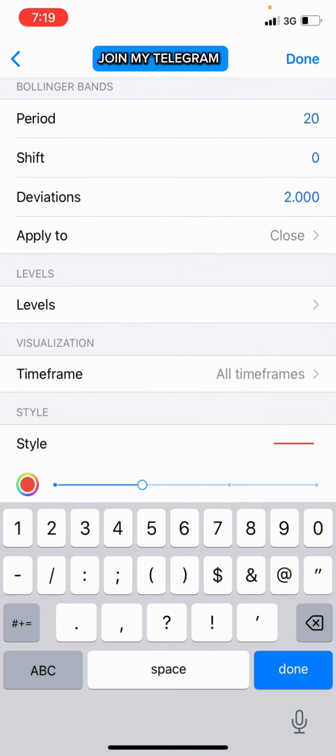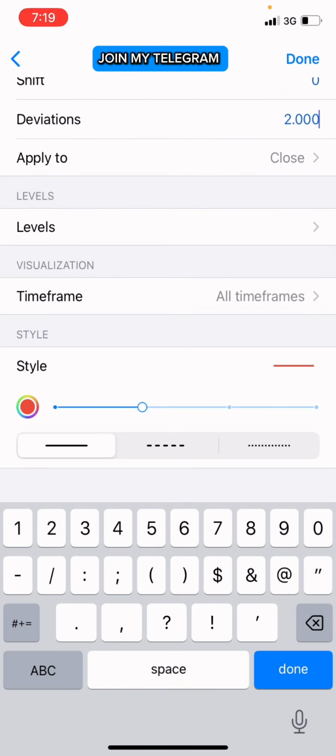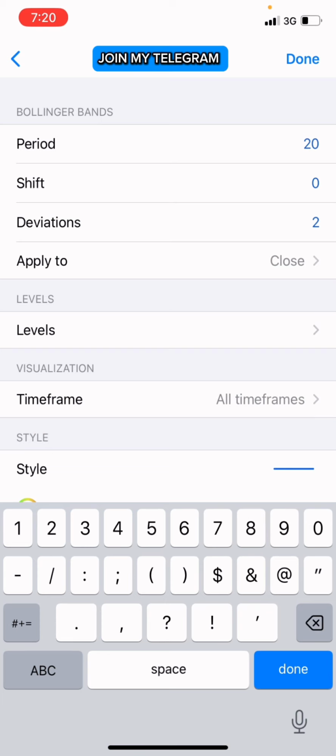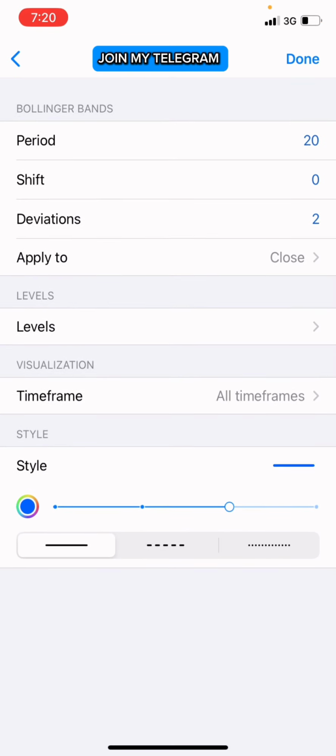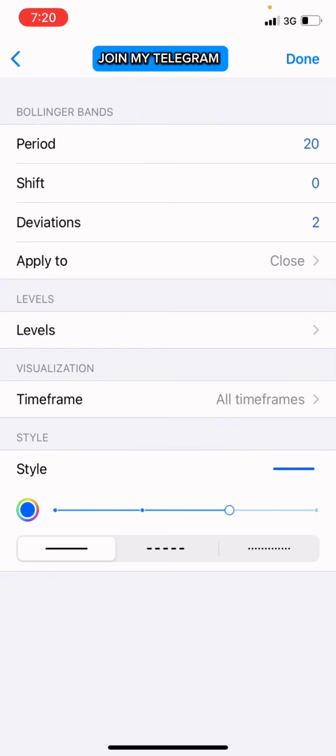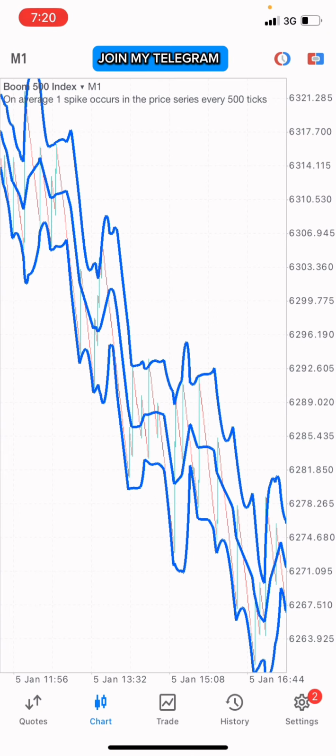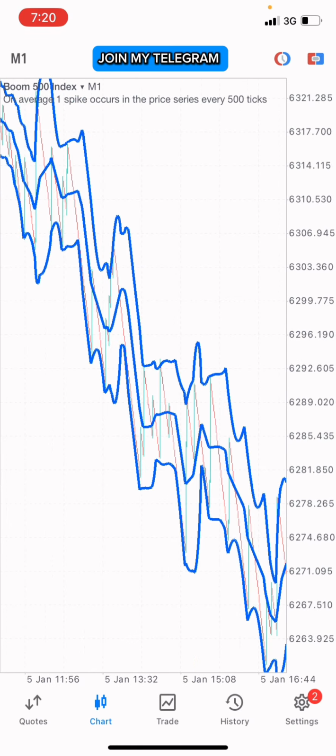You leave the levels just as they are, and you set that on all time frames. Then the style is going to be color blue, and you put the pixels to 3 pixels, with the first trend line pattern. Then you click on done. All right, so this is how the Bollinger Band is going to look on the main window.